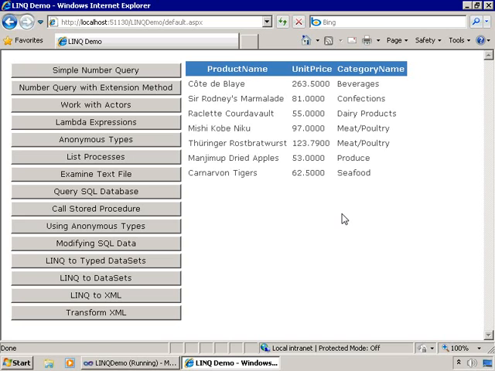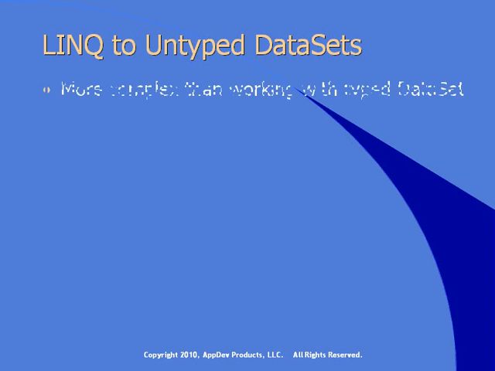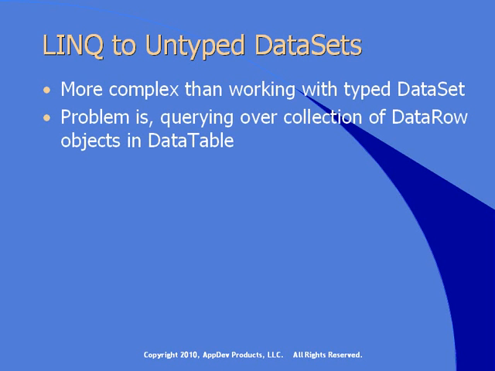So LINQ to typed datasets is easy. It's just like working with LINQ over any other kind of object. LINQ to untyped or standard datasets, however, probably not so easy. Using LINQ to untyped datasets is possible, and obviously the teams at Microsoft made a lot of effort to make this happen, but it's a lot more effort on your part as well. It's more complex than working with a typed dataset because you're not working with a collection of objects. Well, you are. It's just collections whose schema you don't know.